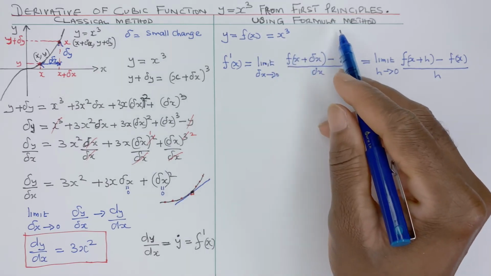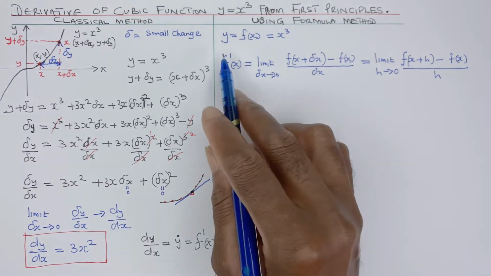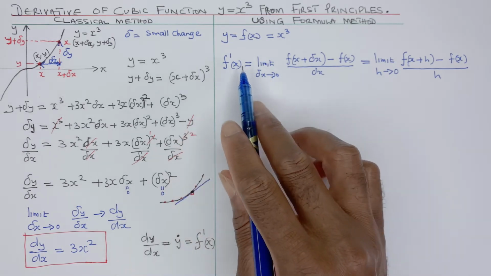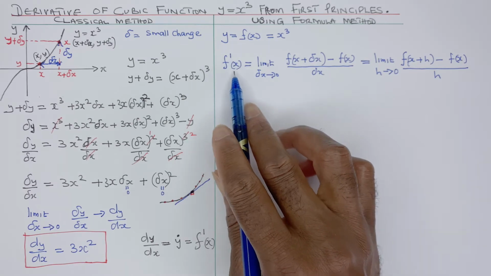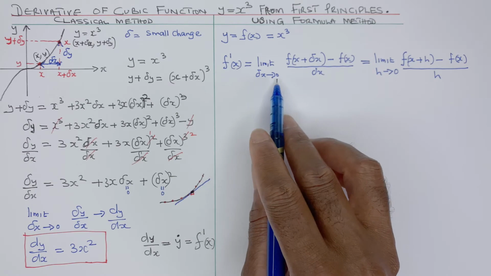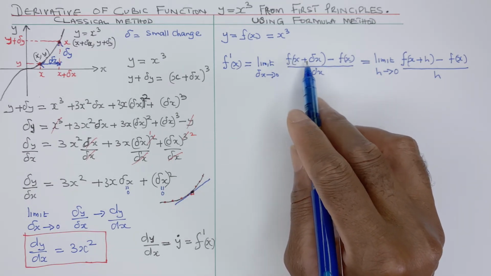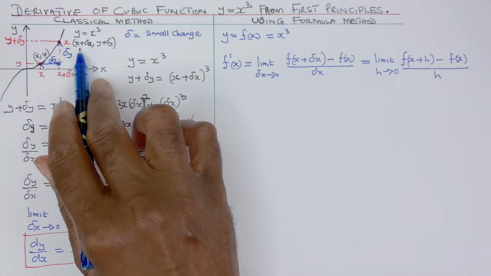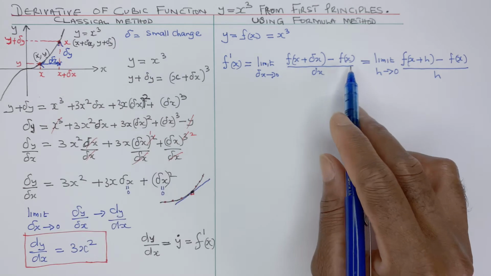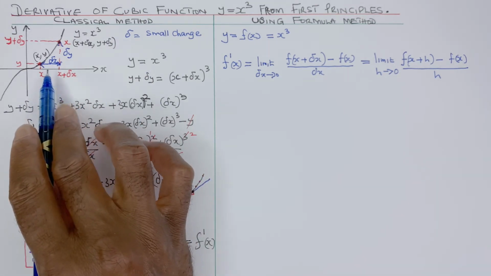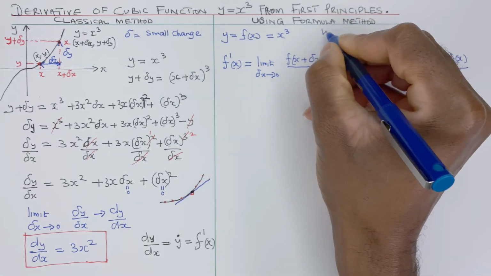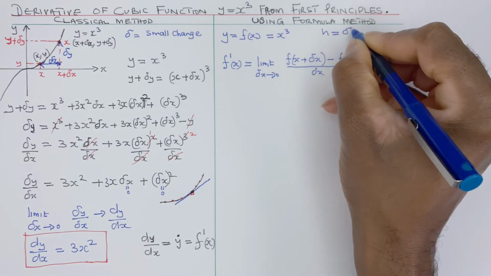Right, so we're going to use the formula method now. In the formula method, y is also f of x, which is x cubed in this case. And the dy dx is f dash x. That's what we call dy dx. And in the limit here, delta x tends to 0. Therefore, f of x plus delta x, minus f of x, divided by delta x, the small delta x, or you might use h instead of the x. h is also the same thing as delta x.